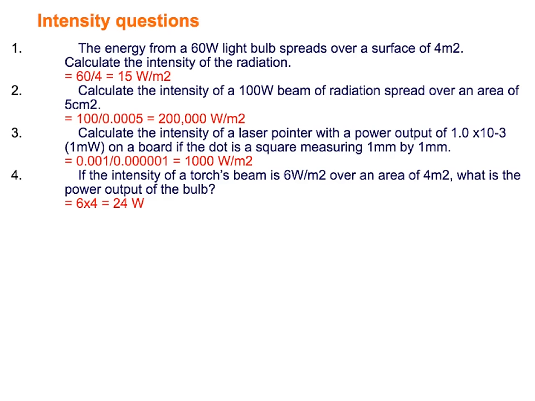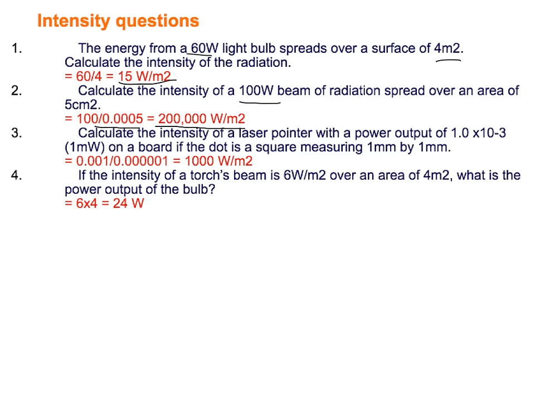For question 1, we took our 60 watts as our power and our 4 meters squared as our area, divided 60 by 4 to give us our intensity of 15 watts per meter squared. In question 2, we still had watts, so we had our power as 100 watts. However, we were given an area of 5 centimeters squared, which is equal to 0.0005 meters squared, giving us an intensity of 200,000 watts per meter squared.